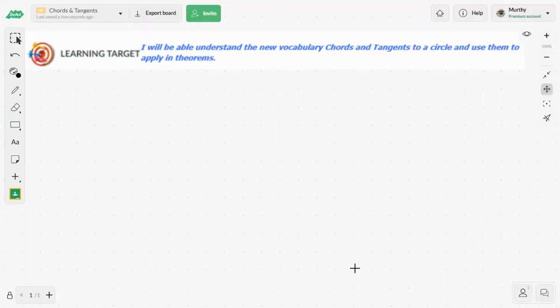Well, in today's class, you will be able to understand... here 2 is missing. My bad. So here you will be able to understand the new vocabulary: chords and tangents to a circle, and use them to apply in theorems.